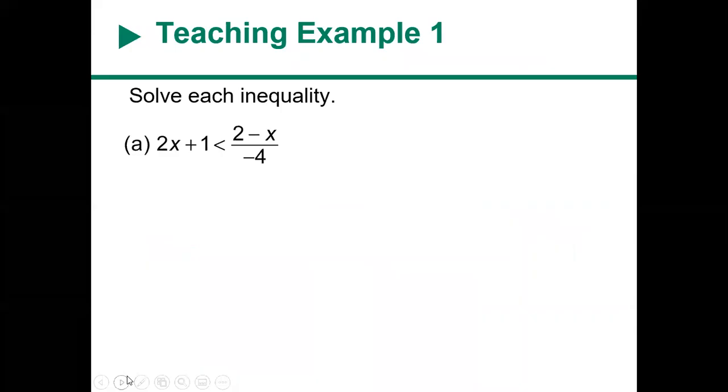So we're going to talk about how to solve. When you're solving inequalities, you're still doing the same thing as before. So you are trying to get x by itself. So before you solve, you're going to get x by itself. So step one is to isolate the variable.